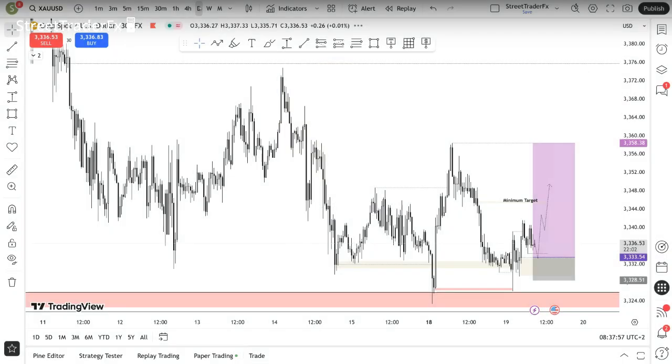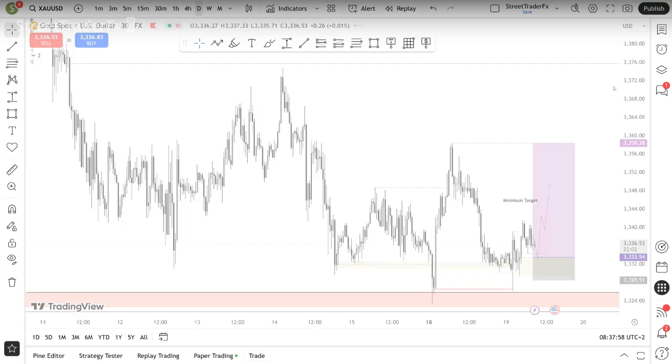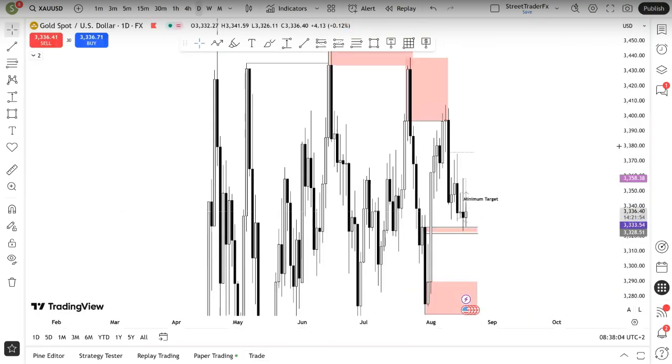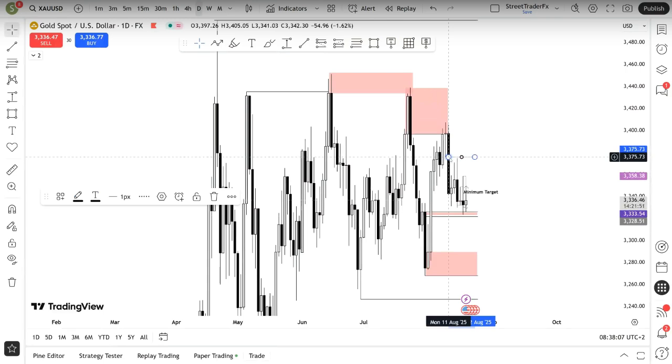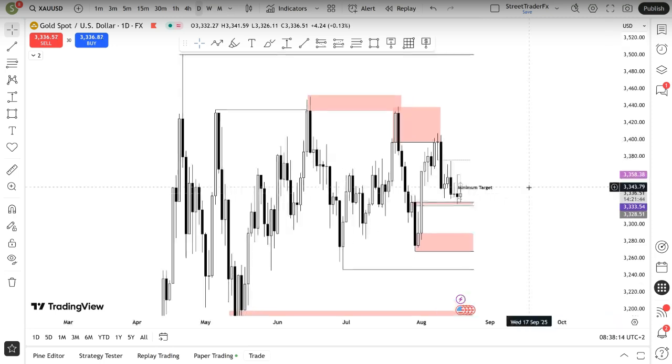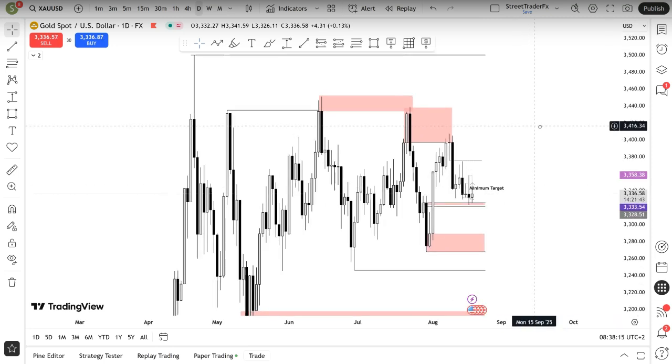I'll just try and post them at the same time. But let's just quickly go back on the daily. You'll see the reason why. The reason why I wanted it to trade better is because of this area, right? So I'll just quickly explain it in this video so that I don't upload two videos at the same time.